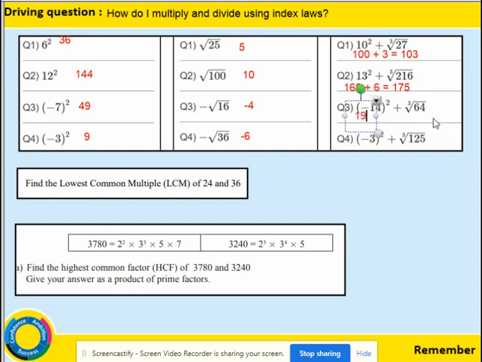Negative 14 squared is 196, and the cube root of 64 is 4. The sum of those two things is 200. Negative 3 squared is 9, and the cube root of 125 is 5. The sum of 9 and 5 is 14. Okay, next section, find the lowest common multiple of 24 and 36. For this one, you can either do a Venn diagram or list them. I'm going to list for these: 24, 48, 72, and 36 and 72. So the lowest common multiple is 72.